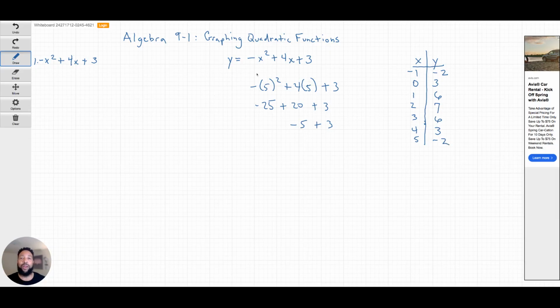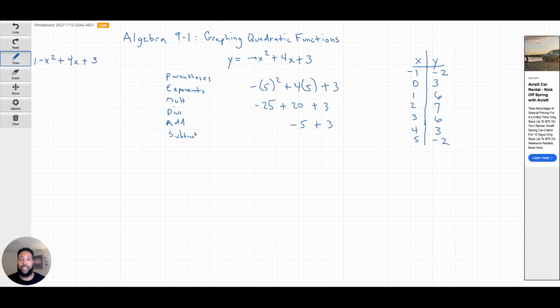So you may be wondering, if I were to plug in a number here, why isn't it the negative first? But we remember, when we're looking at order of operations, we could use the acronym PEMDAS, which would be parentheses, exponents, multiplication, division, addition, subtraction.